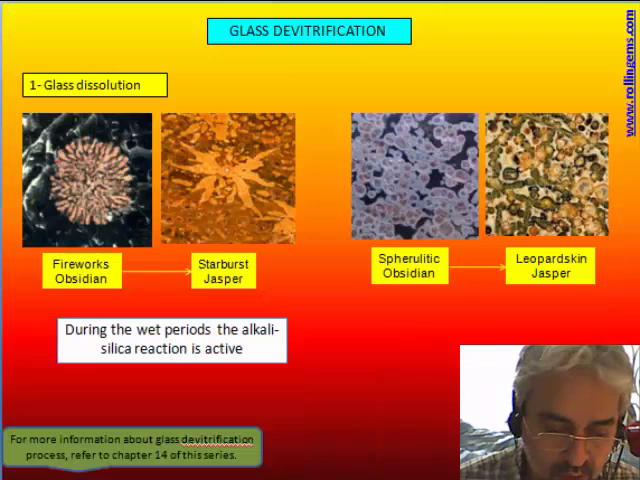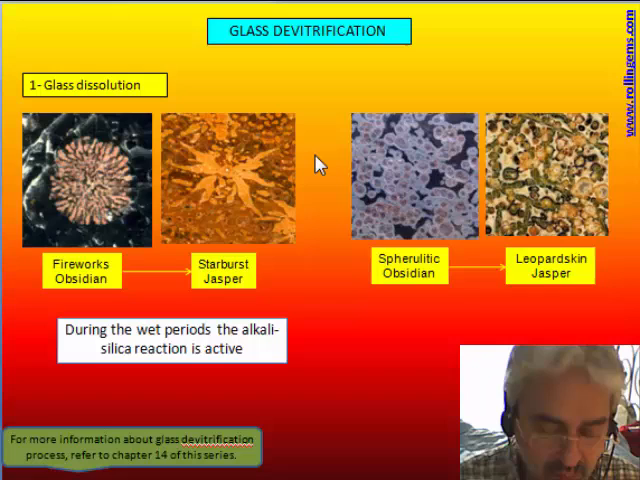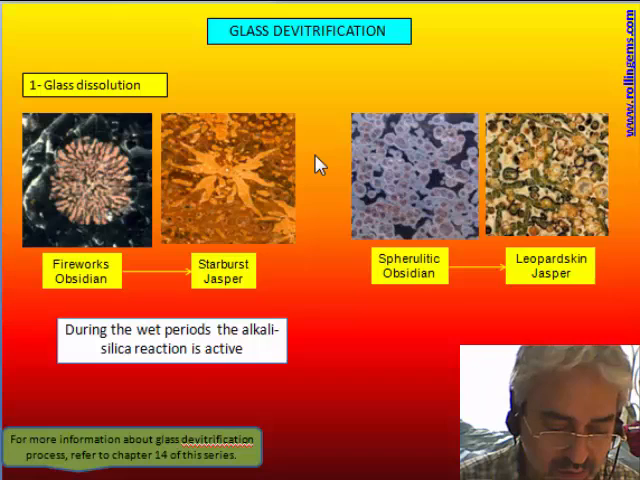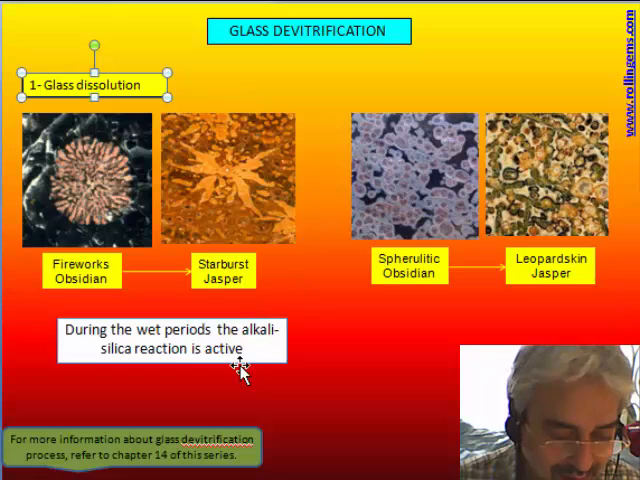So we can try to explain, to reproduce the steps for the formation of the rhyolitic jasper and the tanderek. The first step is the vitrification of the glass, starting with the dissolution. Dissolution happens with the alkali silica reaction in the wet period, so during the rainy season in the winter.